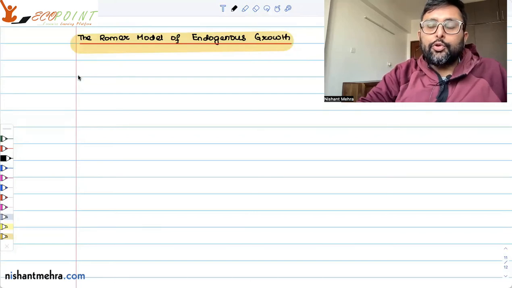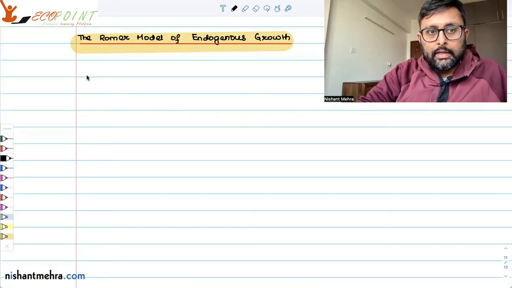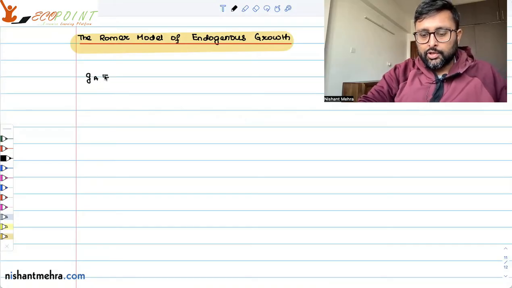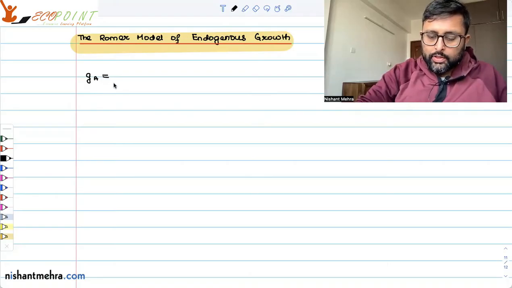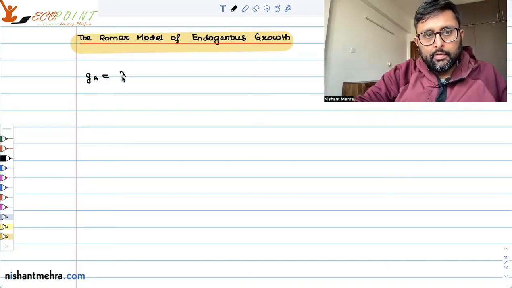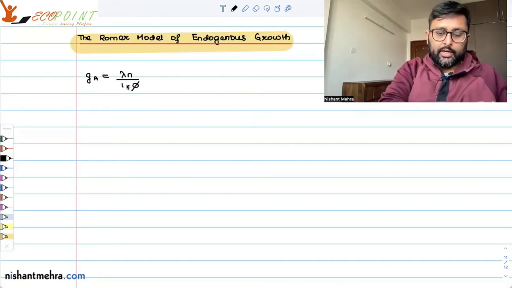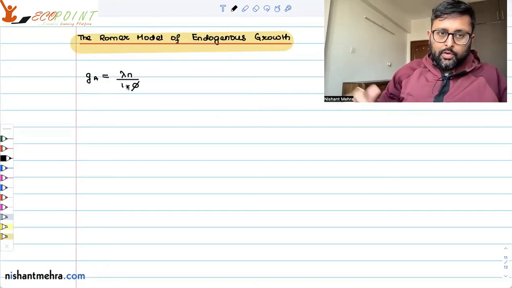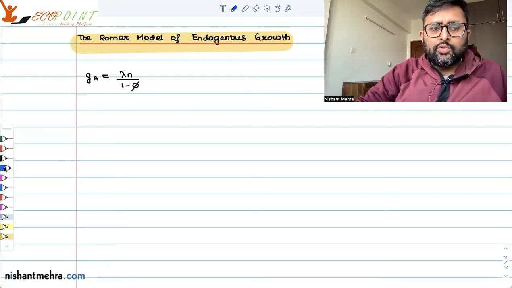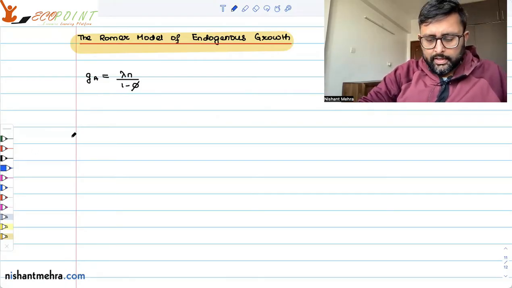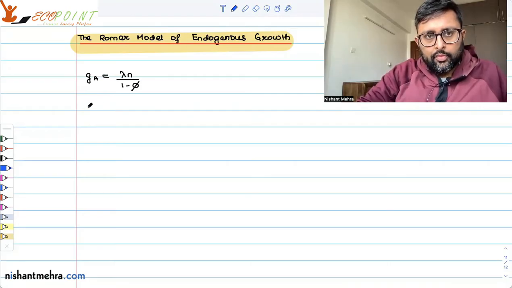So in this recording, we're going to talk about the case that along the balanced growth path, the growth of the technology is given by g_A equals λn over 1 minus φ. This is what we are going to prove. This is just using the knowledge which you have developed in the earlier classes of the Romer model.